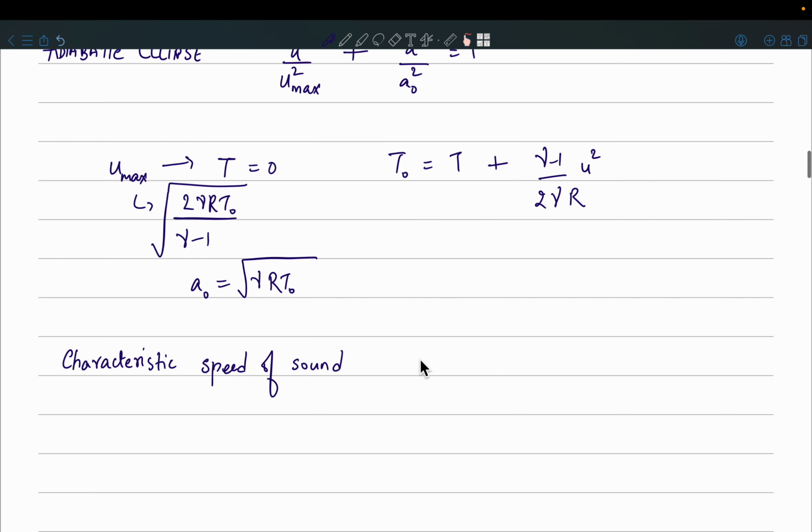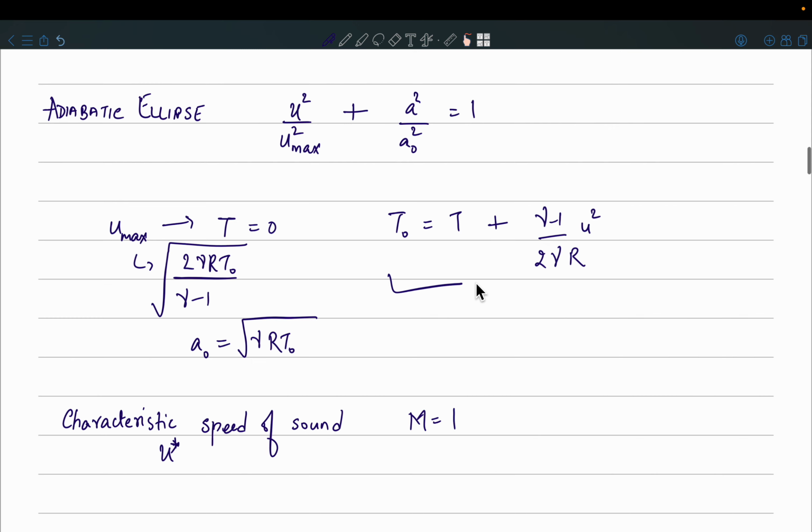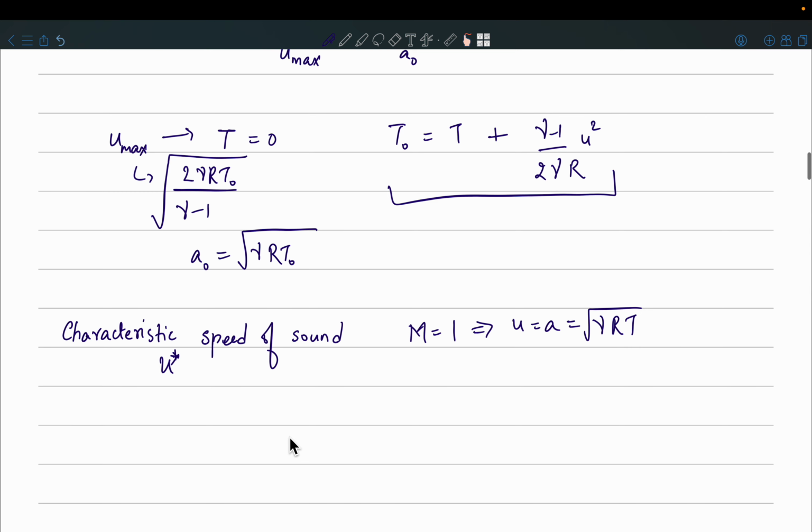Okay, so you are going to bring the flow to a hypothetical state of m equal to 1. So that will be called the characteristic speed of sound. Let us call it u star. So how do we obtain u star now? Again, we'll go back to this equation, and over here we'll put Mach equal to 1. If Mach is equal to 1, we have u is equal to a, right, which is nothing but root of gamma r T. So if you put this into your equation, what do you get? Should I derive it, or do you know the derivation?